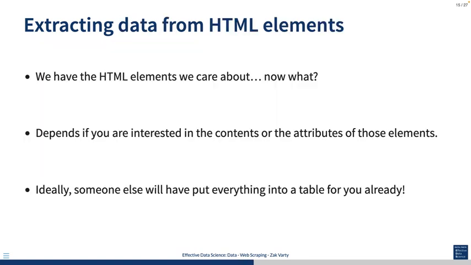So now that we've got the elements that we care about extracted from the complete document, how do we get the data we need out of those elements? We usually get the data either from the contents of the HTML element or else from one of its attributes. If you're really lucky, the data that you need will already be formatted for you as an HTML table or list, so we'll take each of these cases in sequence and see how we'd extract that information.